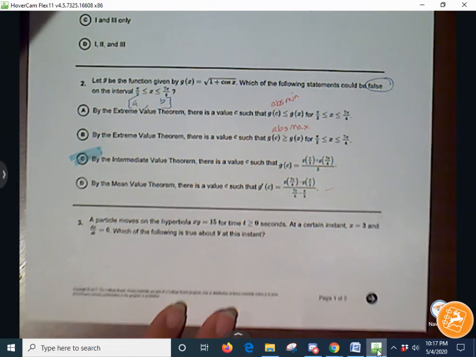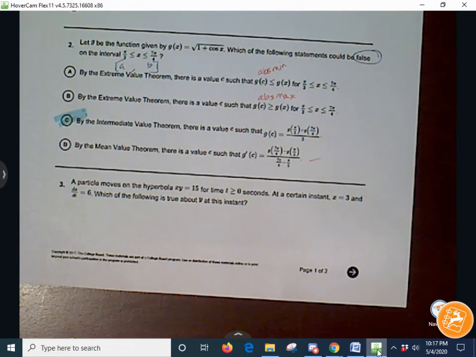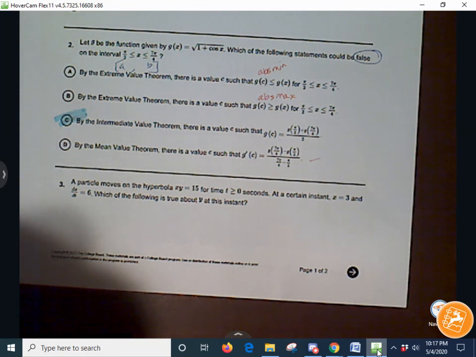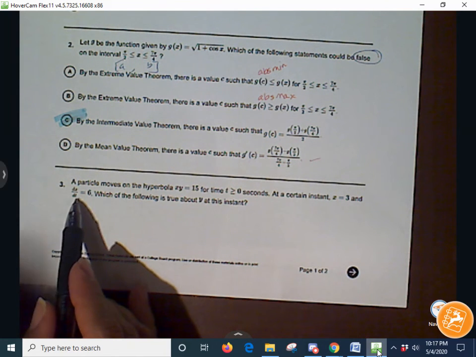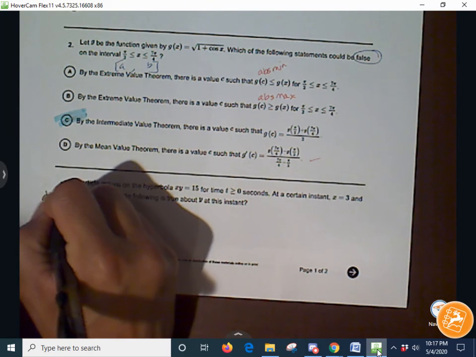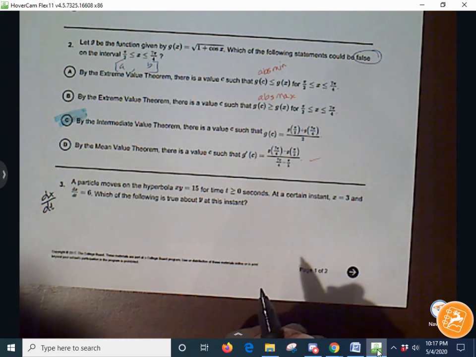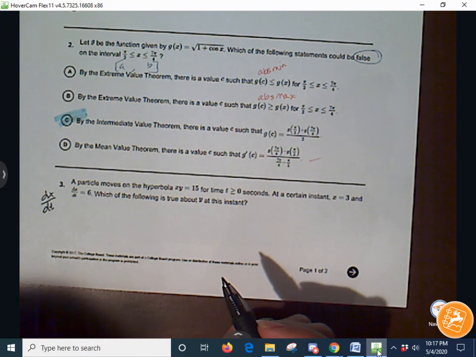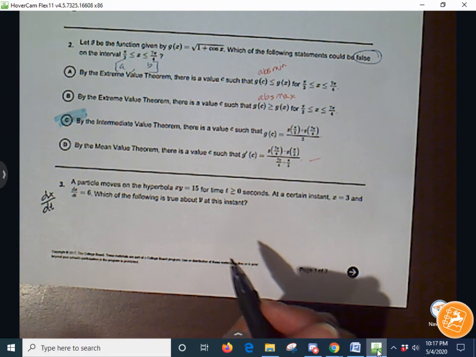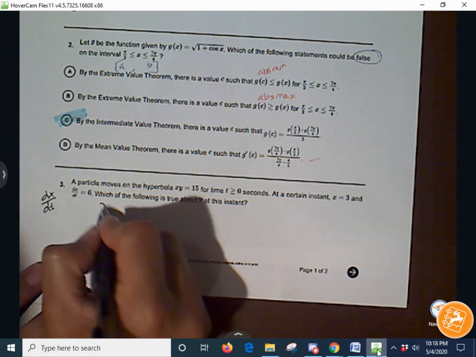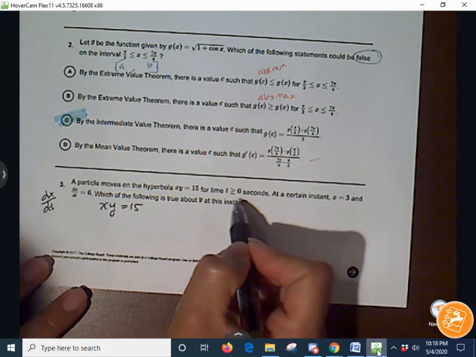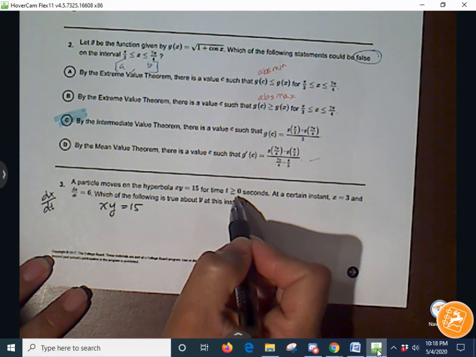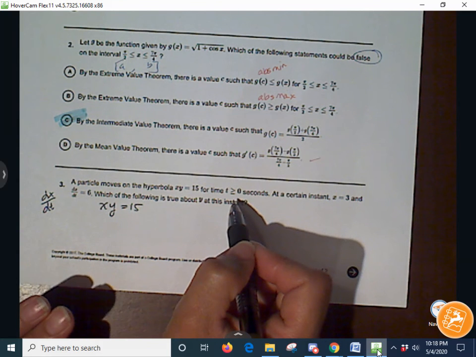Okay, and then the last one. It says a particle moves on the hyperbola xy equal to 15 for time t seconds. At a certain instant, x equal to 3, and dx/dt, I know it's hard to see, I'll write it down, is equal to 6. Which of the following is true about y at this instant? Okay, so I have x times y is equal to 15, and we're talking about t seconds, so that means that we're going to do everything with respect to t.